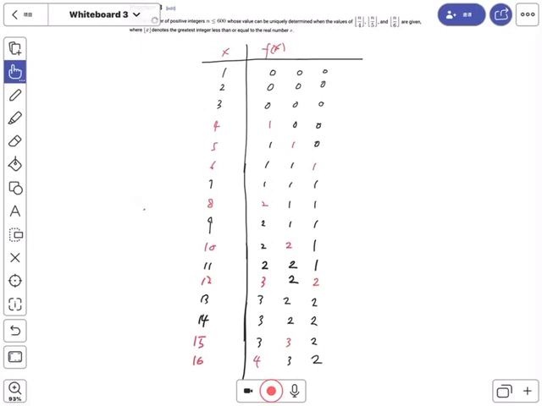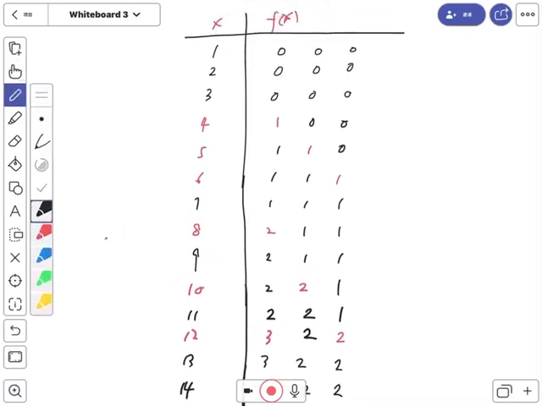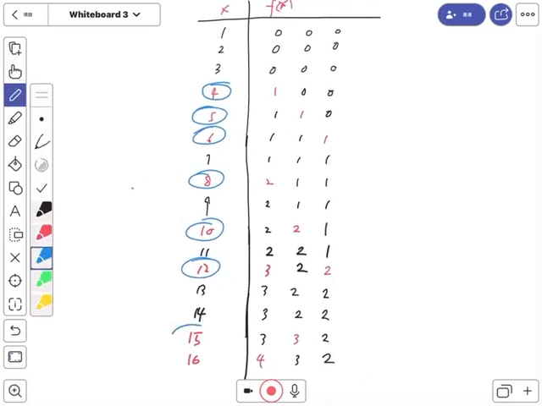Okay, now we just finished listing all of the numbers from 1 to 16. The red numbers denote those numbers that have changes in the three values: either one of the three or two of the three, or all three, but that's not possible here. Now let's try to find a pattern about what is so special with these numbers: 4, 5, 6, 8, 10, 12, 15, and 16.